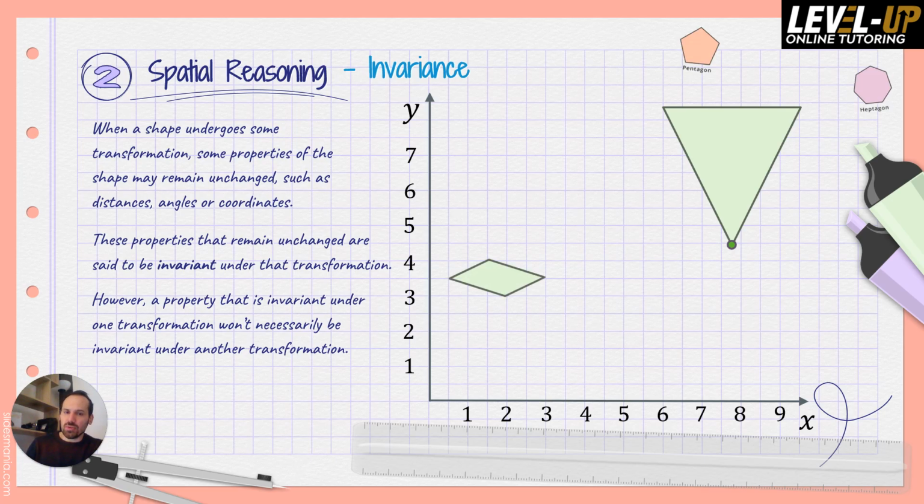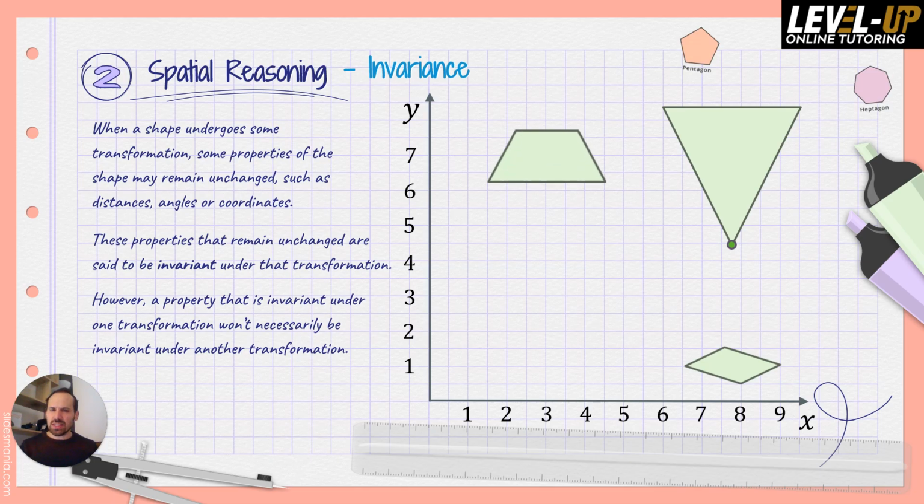Take something like this. If we do, say, a translation, if we move it again, all the positions are going to change. But you see the angles and the sides are invariant under a translation. Those ones might be a bit more obvious, but say if we take something like a trapezium and we expand it like this. You can see the side lengths change, the coordinates have changed, but what we know is angles don't change, do they? So angles are invariant under scaling.